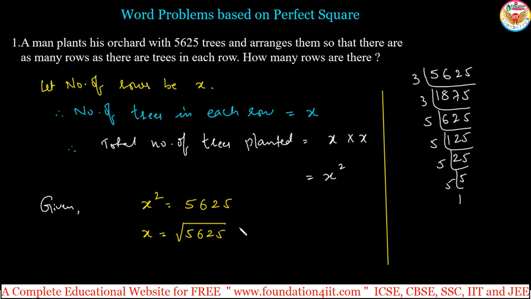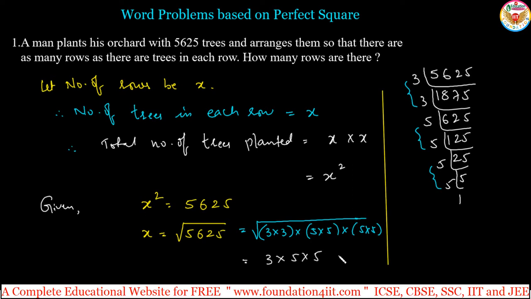Finally, for the square root of this, each pair we need to write as one set, so 2 together, 2 together, 2 together we can write. So 3 into 3 into 5 into 5 into 5 into 5. According to this, every pair will take 1, so 3 into 5 into 5. 3 fives are 15, 15 into 5 is 75. So x is equal to 75, the number of rows is 75. How many rows did they mention? So the number of rows is 75.